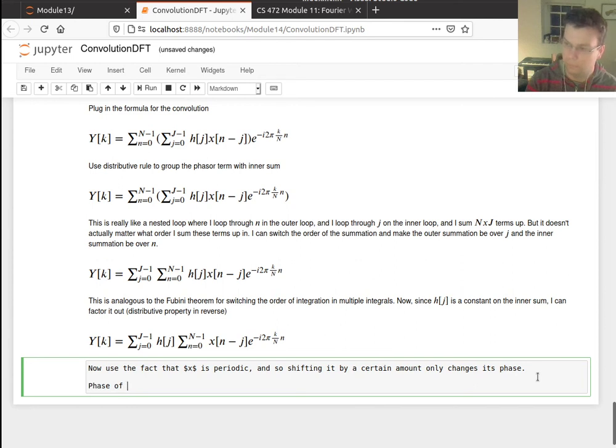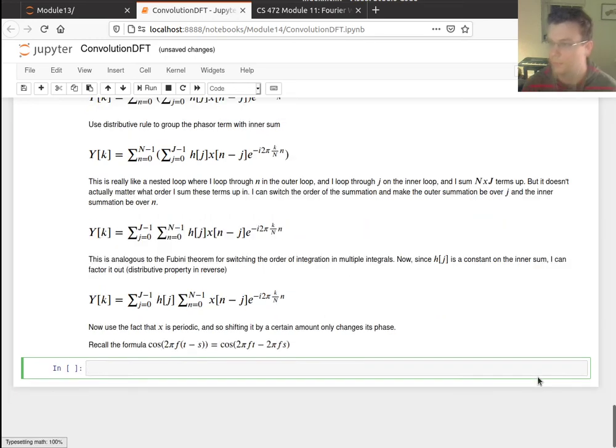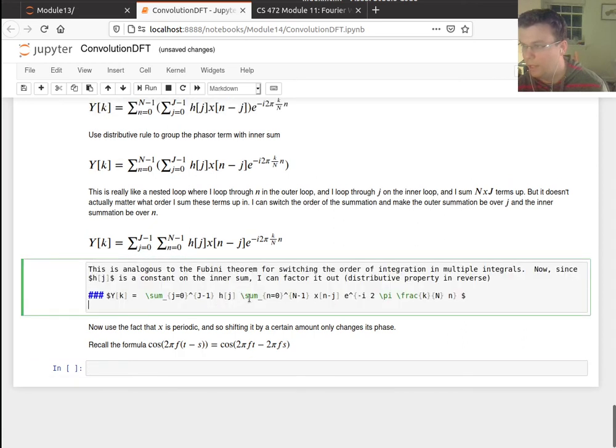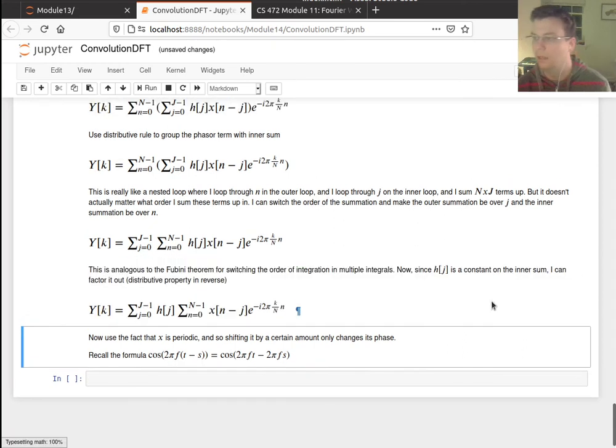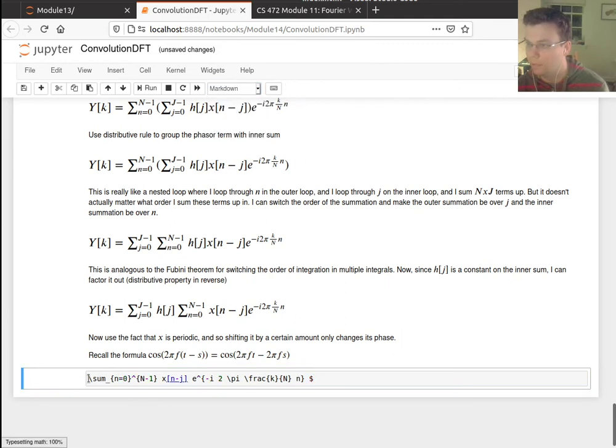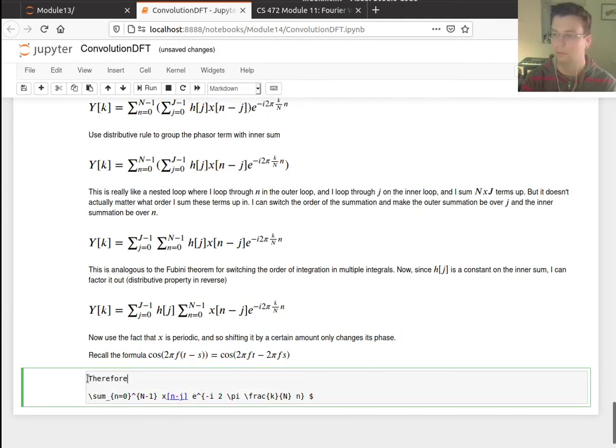So really we're going to look at the formula. So recall the formula: cos of 2 pi f t minus some shift is equal to cosine of 2 pi f t minus 2 pi f times the shift. Okay. So what I can do is use a similar observation to realize that, therefore, this is actually almost what we want.